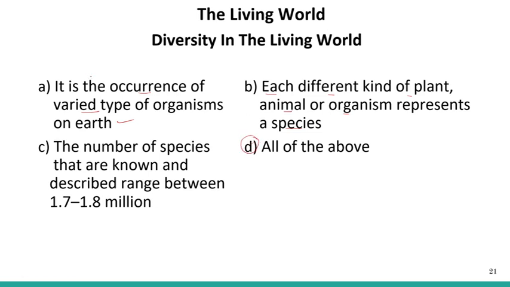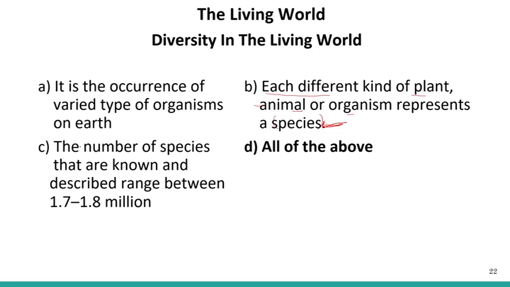So biodiversity, I've already told you, is the occurrence of varied types of organisms on Earth. And then we have, each different kind of plant, animal, or organism represents a species. This is also correct. If you look around, you can see lots of plants, animals and organisms, and each of them forms a different species.